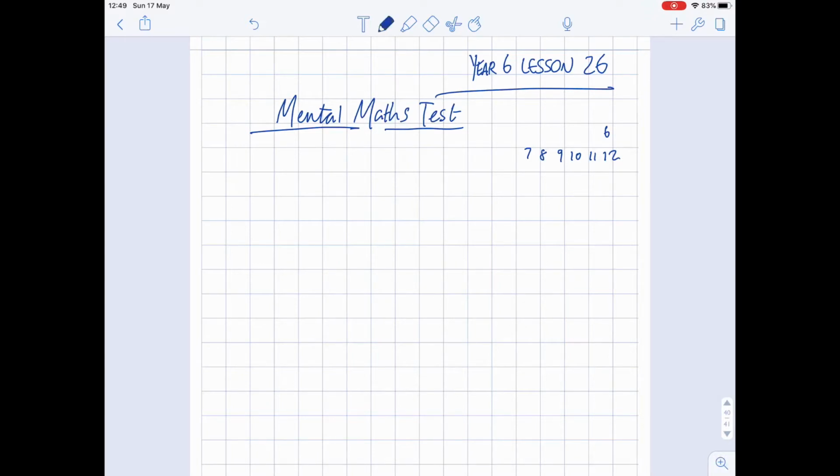Question 6. What is 2/3 of 18? So think about how you work out your fractions of amounts. Question 7 is write down the fraction 12/20ths.